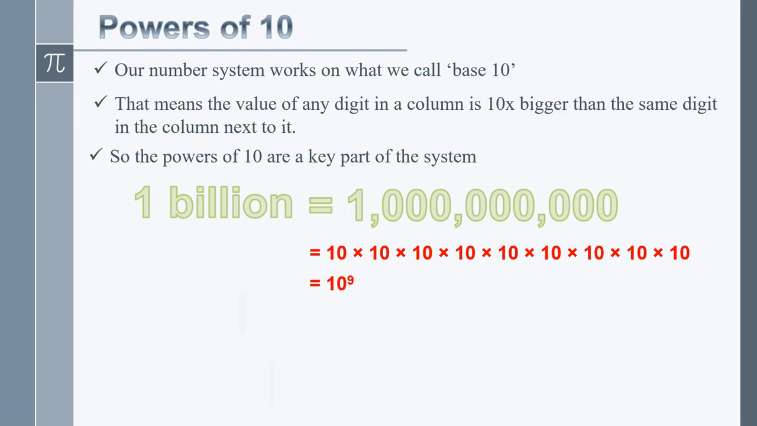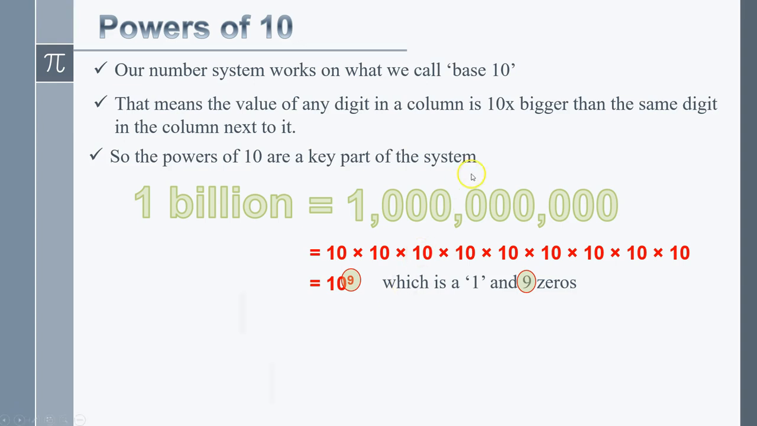Which, as I mentioned before, is a 1 and then 9 zeros, and it's kind of handy that it's 10 to the power 9, 9 tens all multiplied together. So as soon as you see a number with a load of zeros, you know you can count the zeros, and that's going to give you a hint as to what's going to be happening next, which is what we'll see on the next slide.